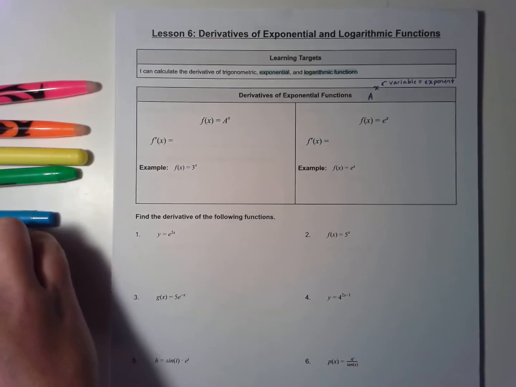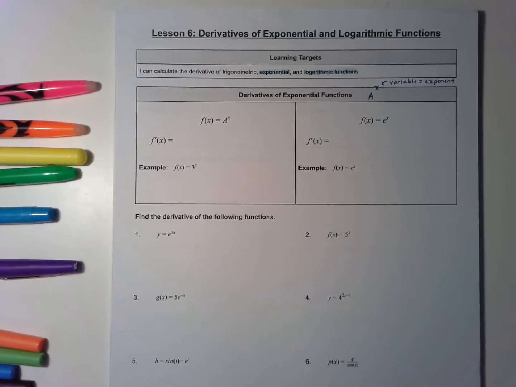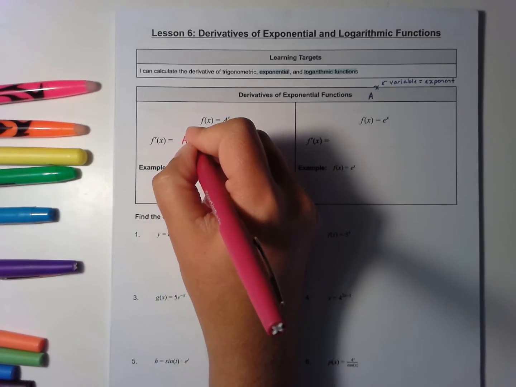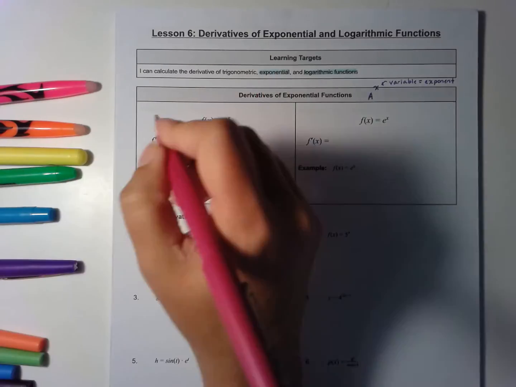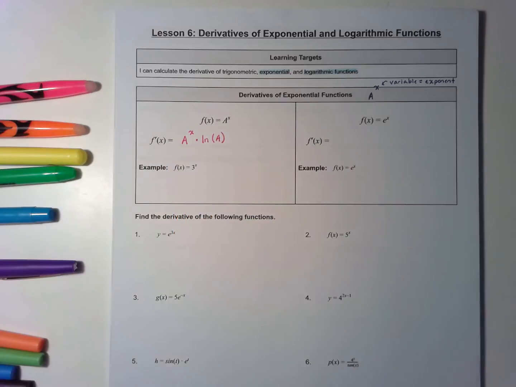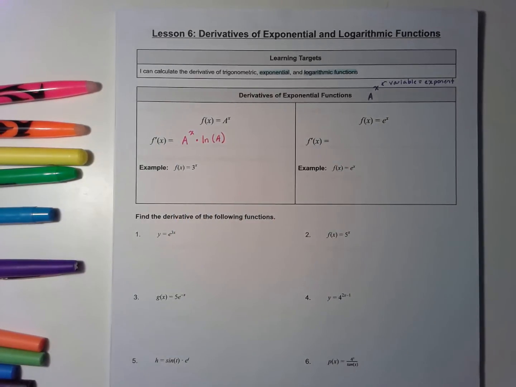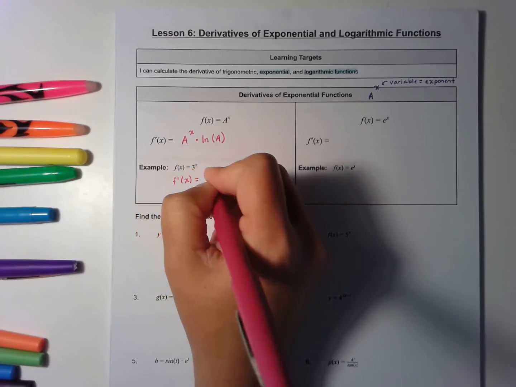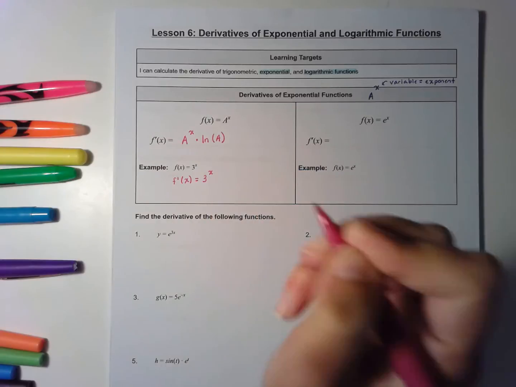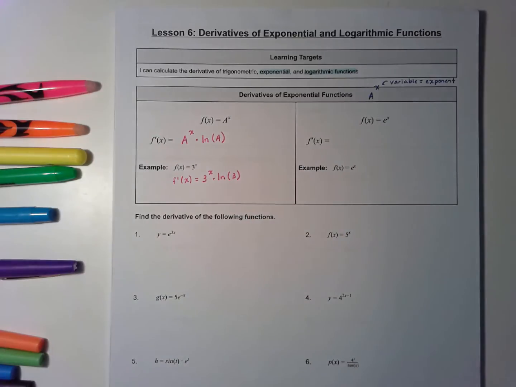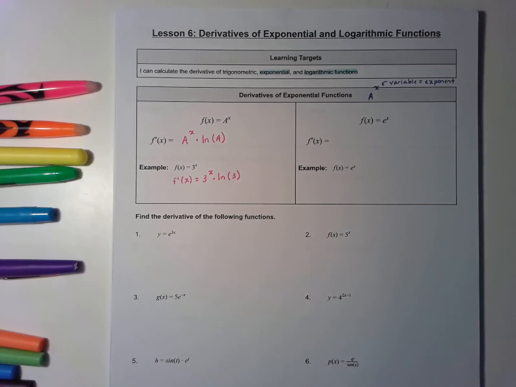So let's start by learning the basic rule. The rule for the derivative of an exponential function is that the derivative is equal to the original function, a to the x, times the natural log of the base of the original function. In this case, the base is a. For example, if we asked you to find the derivative of f of x equals 3 to the x power, we would say that the derivative is just 3 to the x, the original function, times the natural log of the base, which in this case is 3. So that is your derivative.